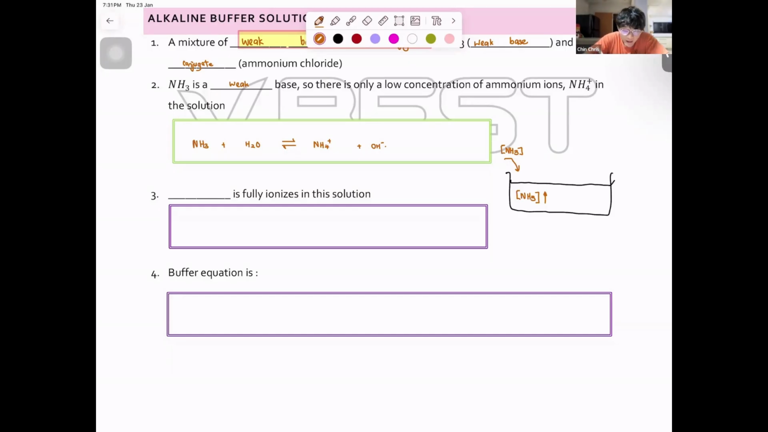Okay, next. At the same time, we are adding another conjugate salt, which is NH4Cl. So we add NH4Cl, and the concentration of NH4 plus is also very high. Why? Because ammonium chloride is a salt, and salt always dissociates fully. So you get NH4 plus and Cl minus. Done.